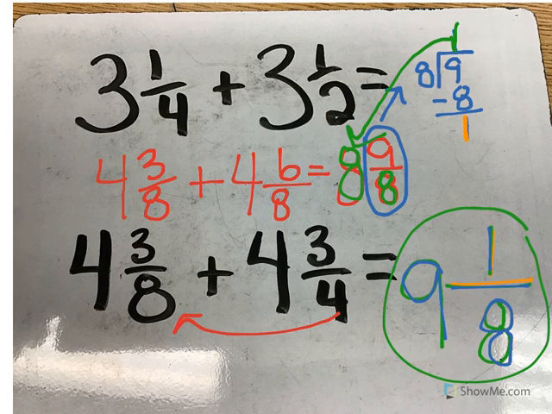Again, forget that 8. Work on the improper fraction. Divide the numerator by the denominator. 9 divided by 8 is 1 and 1/8. So you add that 1 to the whole number you already had, and so you get 9 and 1/8, and that is your answer, and you can't simplify it anymore.